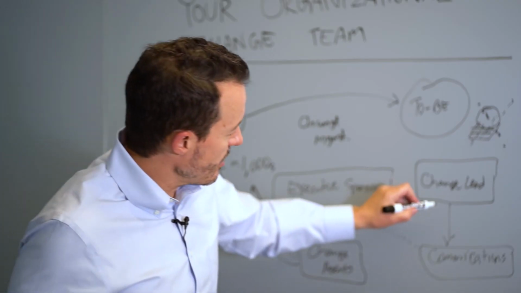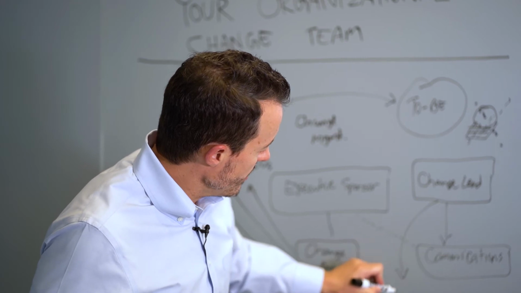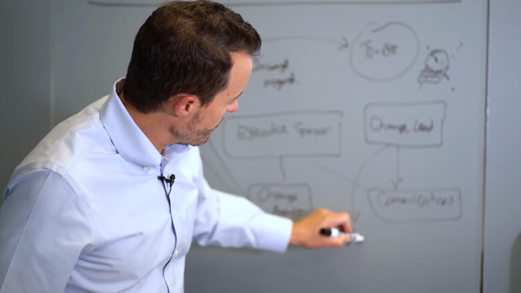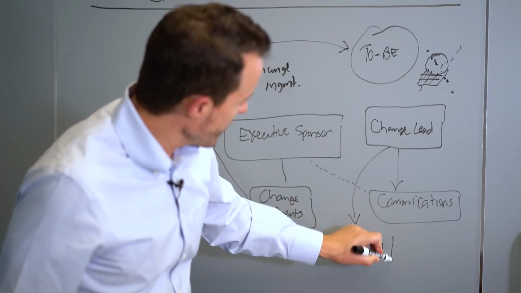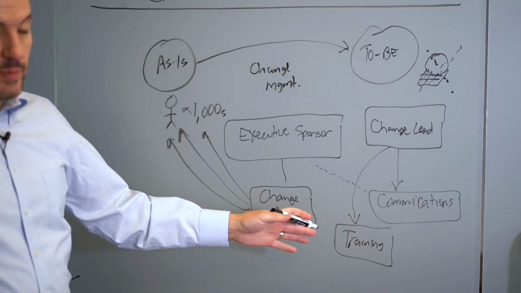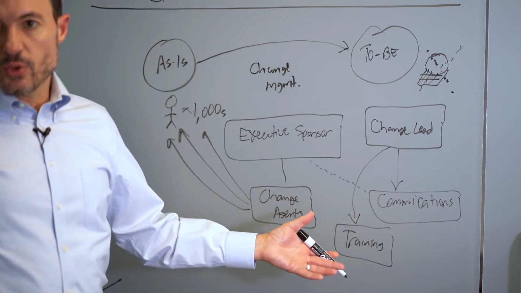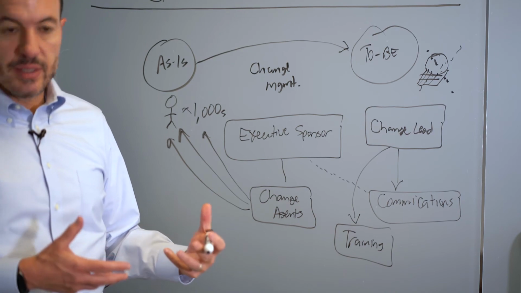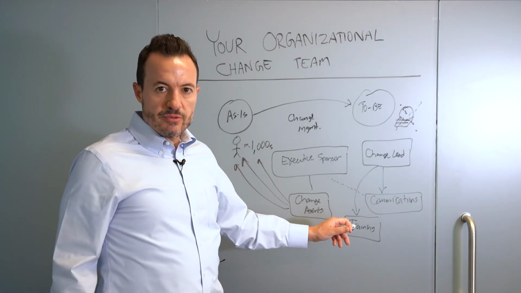Now, typically you also have another role here, which is training. So in addition to communications, you have a training lead, which typically could be one person. It might even be a whole team of people that are helping facilitate training. And this is actually a very extensive process.